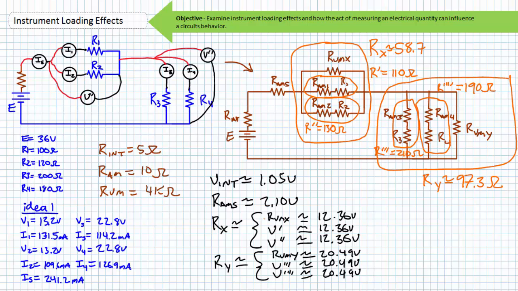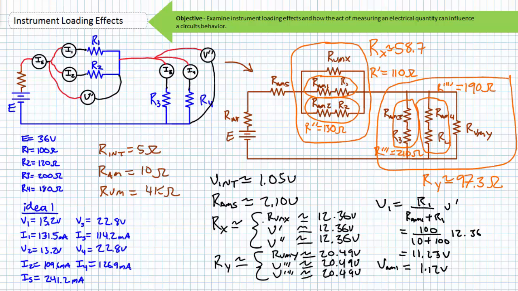The series path R', consisting of ammeter 1 and R1, has a drop of 12.36 volts, and the voltage divider rule can be used to solve for the voltage drop across R1. The VDR setup to solve for V1 is as follows. Substituting in the necessary values, we find V1 equal to approximately 11.23 volts, meaning the voltage drop across the ammeter used to measure I1 is approximately 1.12 volts.